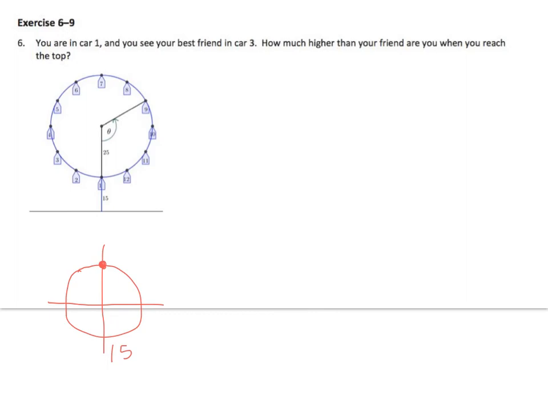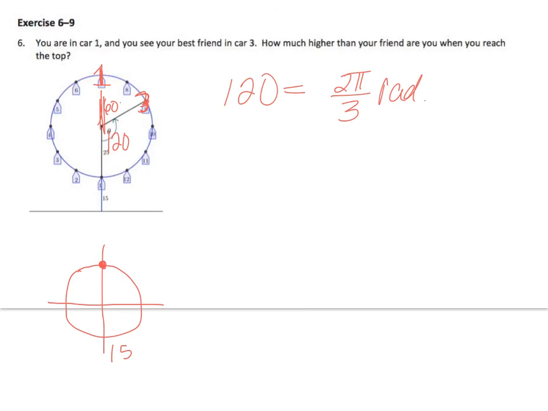So what we're saying is, let's just look that you're at the top in car 1, and your friend is in car 3, which is 60 degrees less than you have. So this right here is 60 degrees, right? So car 3 has rotated 120 degrees. 120 degrees is 2 pi over 3. I just changed it to radians.